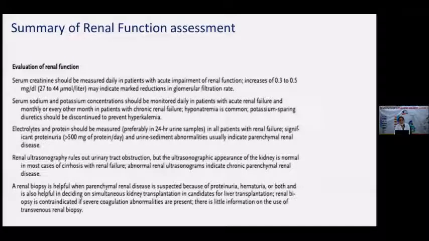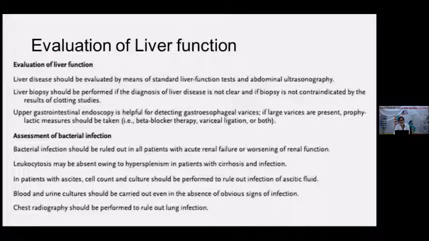A renal biopsy is helpful when a parenchymal disease is suspected because of proteinuria or hematuria, and it is also helpful in deciding the need for simultaneous kidney transplant in candidates for liver transplant. Liver biopsy is contraindicated if there are severe coagulation abnormalities, and there is little information on the use of transvenous biopsy. Liver disease should be evaluated by means of standard LFTs and abdominal ultrasound. Liver biopsy should be performed if the diagnosis is not clear.